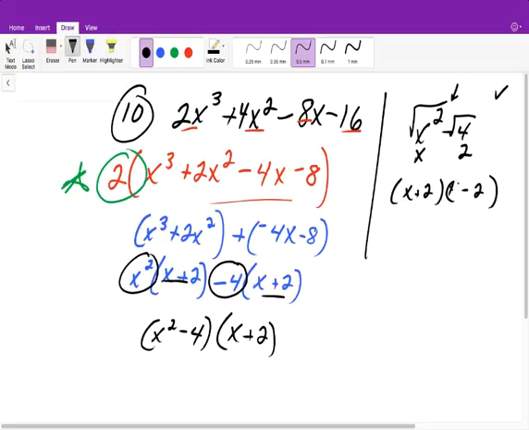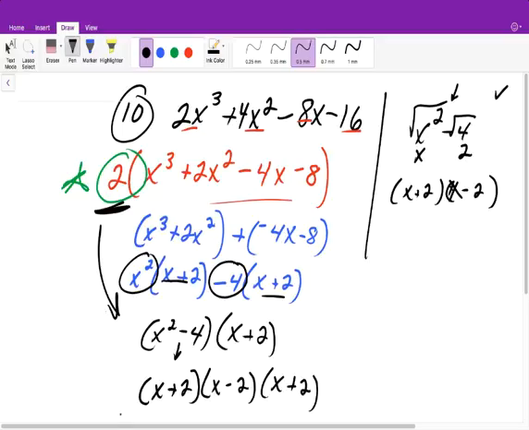So just because we factored once, it doesn't mean that we're done. So this can keep going. So it's x plus 2 and x minus 2 times our original x plus 2. And don't forget about our GCF. We bring that down, so times 2. And you can write it like this, or you can write it as 2 times x minus 2 times x plus 2 squared, or in any other order that we have there. All right, that's it for this video.